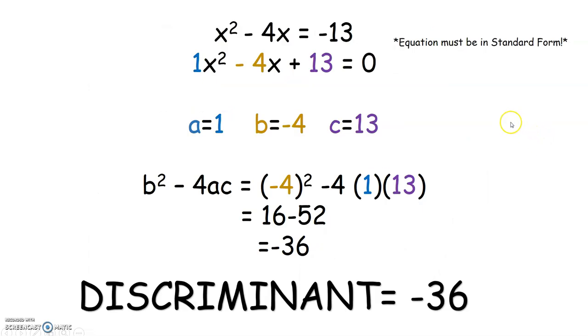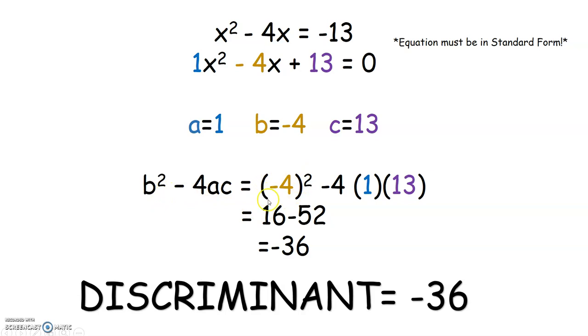Here's another equation. Say I have x squared minus 4x equals negative 13. If you notice, this negative 13 has got to go bye-bye. So we're going to add this 13 to the other side to make sure that we're in standard form. Now I'm going to label again. A is 1, B is negative 4, and C is 13.